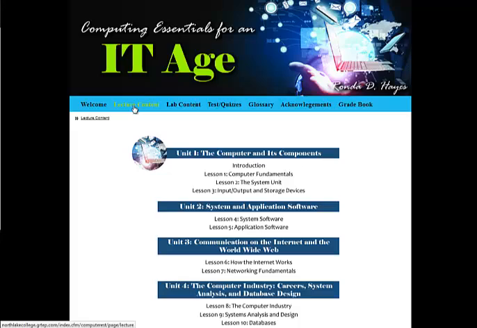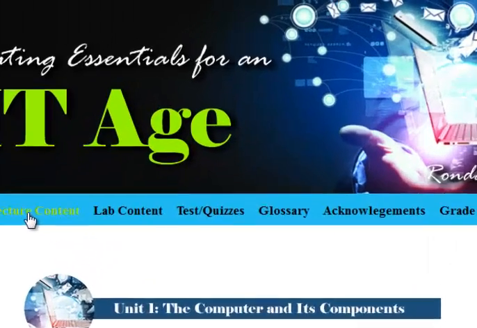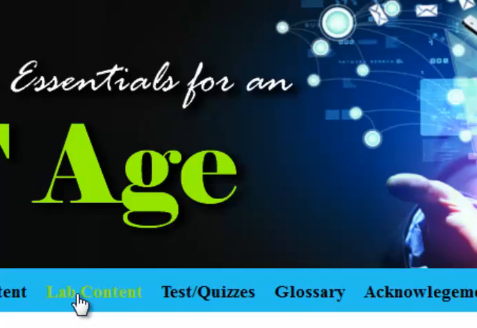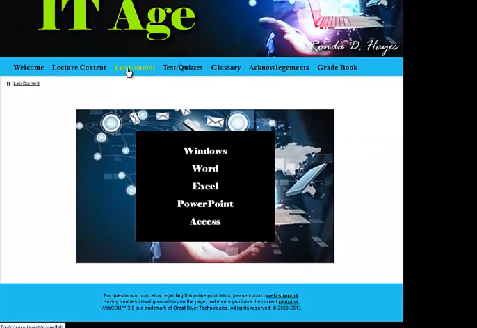Now, the second part of the course involves you completing hands-on exercises under this lab content link. Under lab content, there are 5 sections of labs. There's Windows, Word, Excel, PowerPoint, and Access. Basically, as we're working through the course, you would choose the appropriate section for which you want to complete a lab.